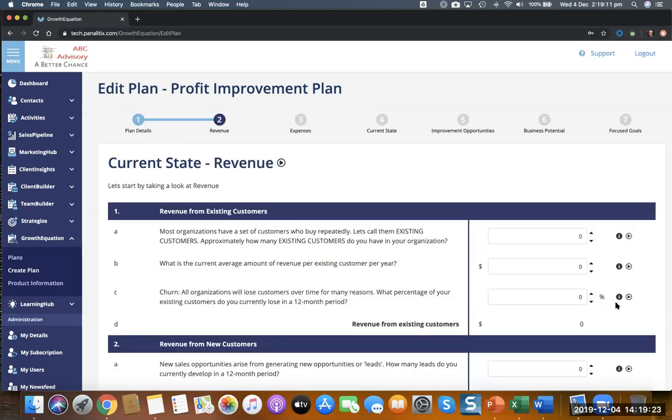What we're going to do here is to take a look at the current state of the business, and we'll start with revenue. So in any business, revenue is derived from existing customers, but also there'll be some revenue derived from new customers. And you'd already start to get a sense of what some of those key drivers that I mentioned are. So in the first section there, you see, how many customers do we have?